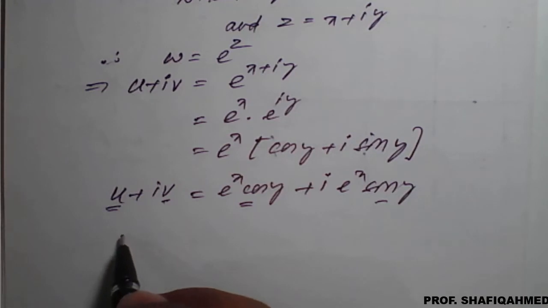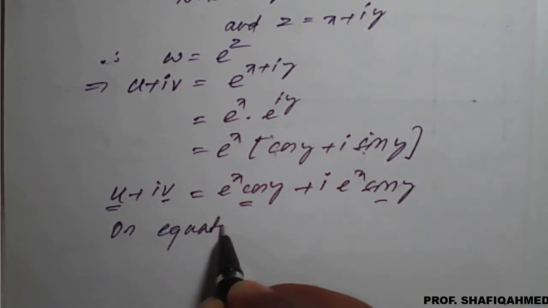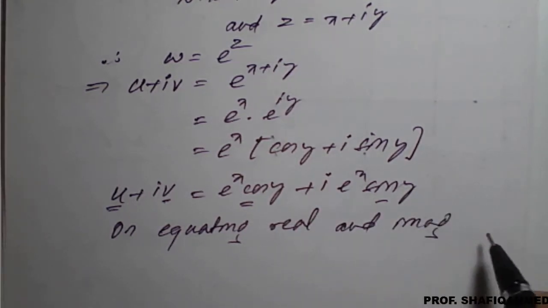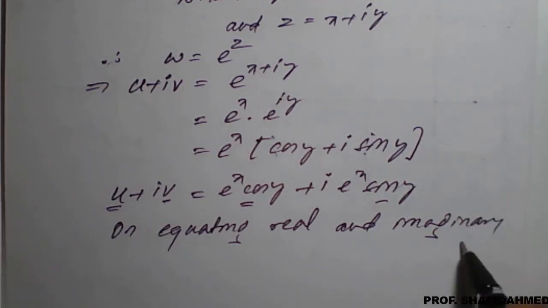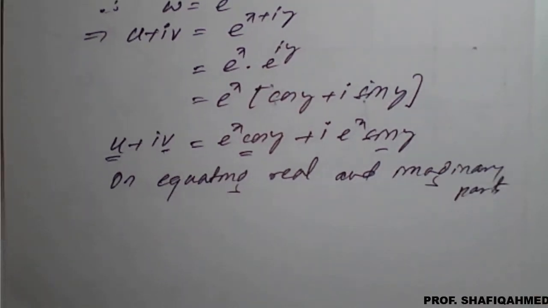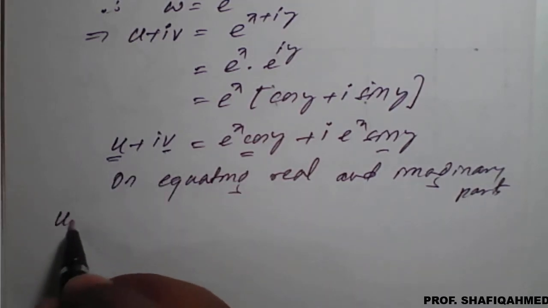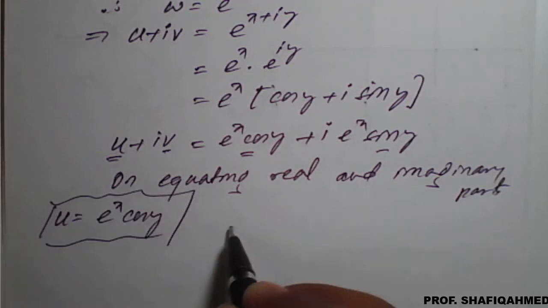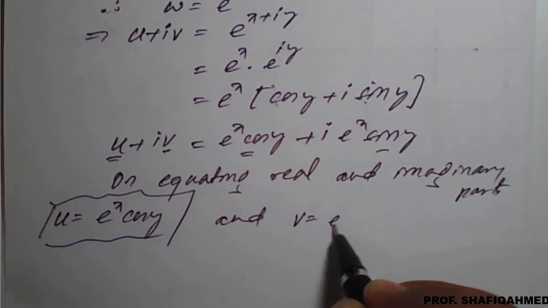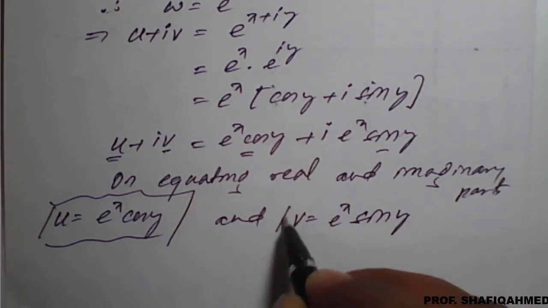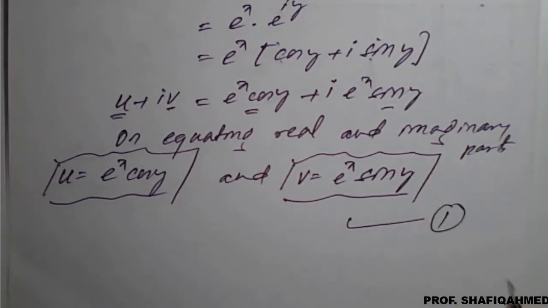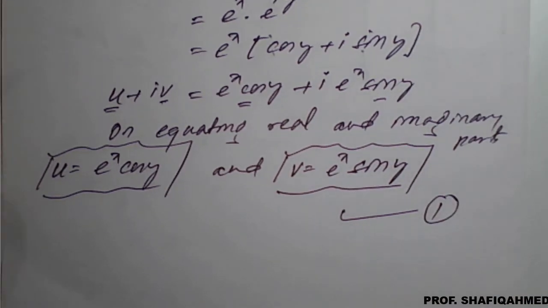On equating real and imaginary parts, what happens here? We get u equals e raised to x cos y, and v equals e raised to x sin y. So we got the u value and v value. Together we call this equation number 1. Once we get equation number 1, again the same procedure we need to follow here.